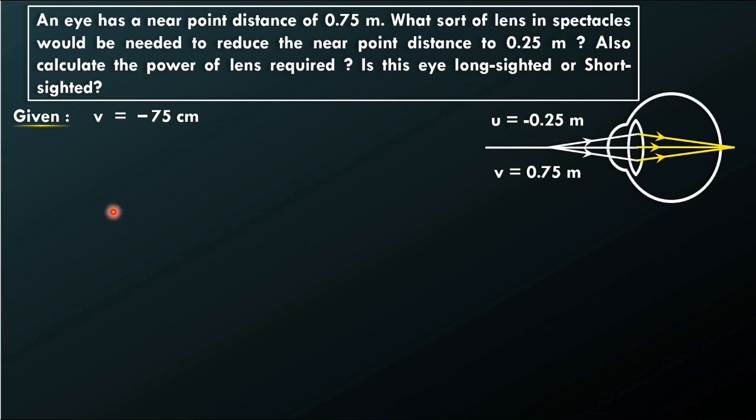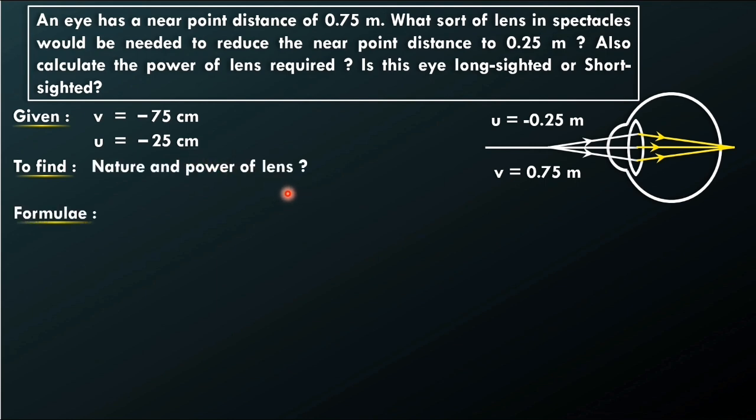Aru ki dia hoy ase desired near point distance dia ase 0.25 meter. So etu hoise object distance. So jihetu object distance to meter ase, so etu ami centimeter le convert koribo lagibo, which is equal to -25 cm. So now what we have to find? Yes, the nature and power of lens.